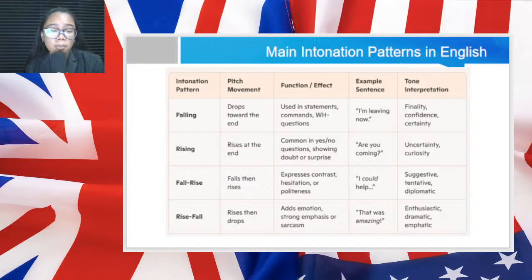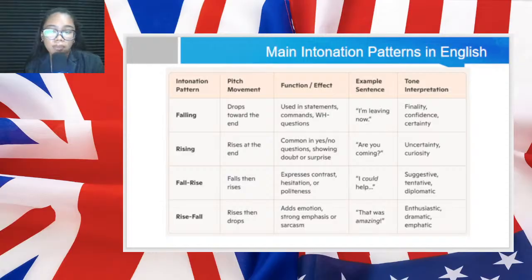This is the opposite of fall-rise. Your voice rises sharply and then drops dramatically within a word or phrase. So think of it as your voice climbing a steep hill and then rapidly descending. Okay, this is a very impactful tone. It is used to add strong emotion like surprise, excitement, or irritation, to provide strong emphasis to a particular word, or to convey sarcasm or irony, which means the opposite of what you say.